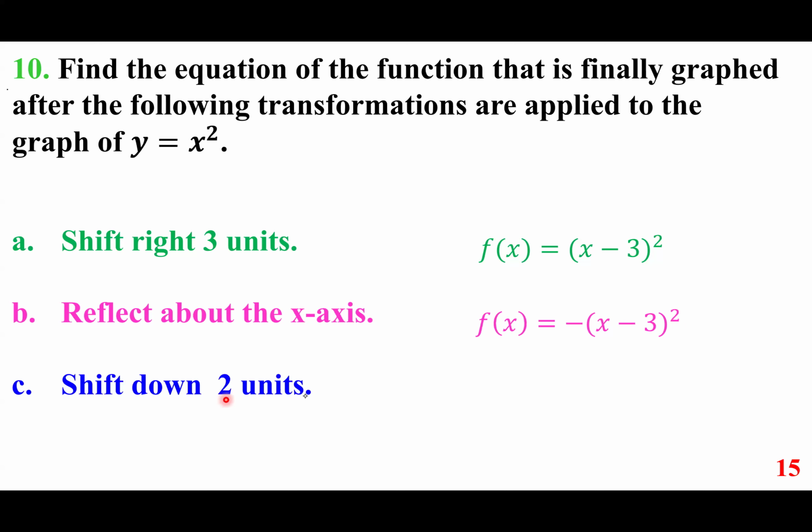Finally, we're going to shift it down by 2 units. So the previous one, we're going to shift it down by 2 units. We are going to add -2 or simply subtract 2. This one becomes f of x equals what we had in the previous step, minus parentheses x minus 3 quantity squared, and then 2 units down, -2. That's how we arrive at the final answer here.